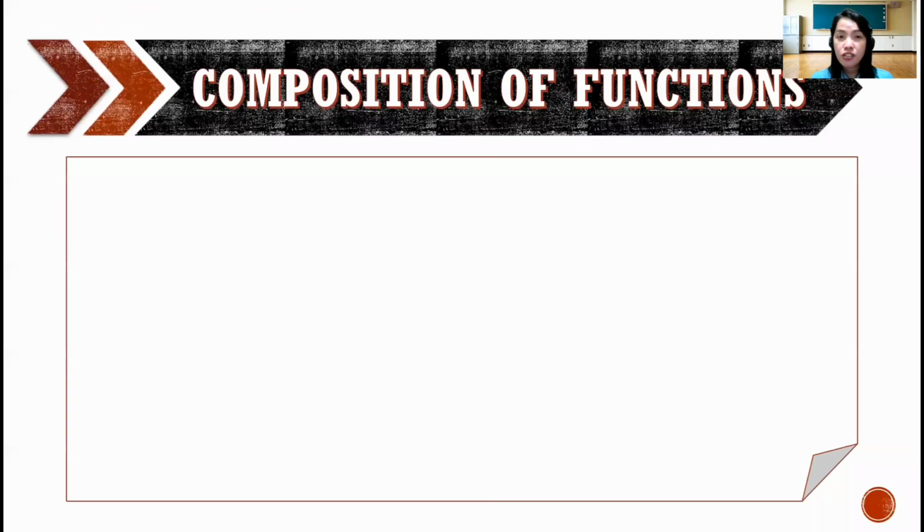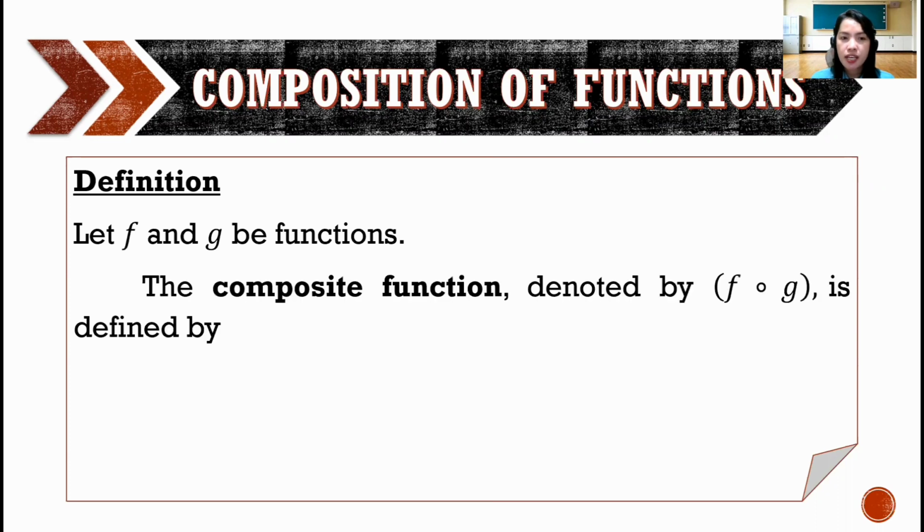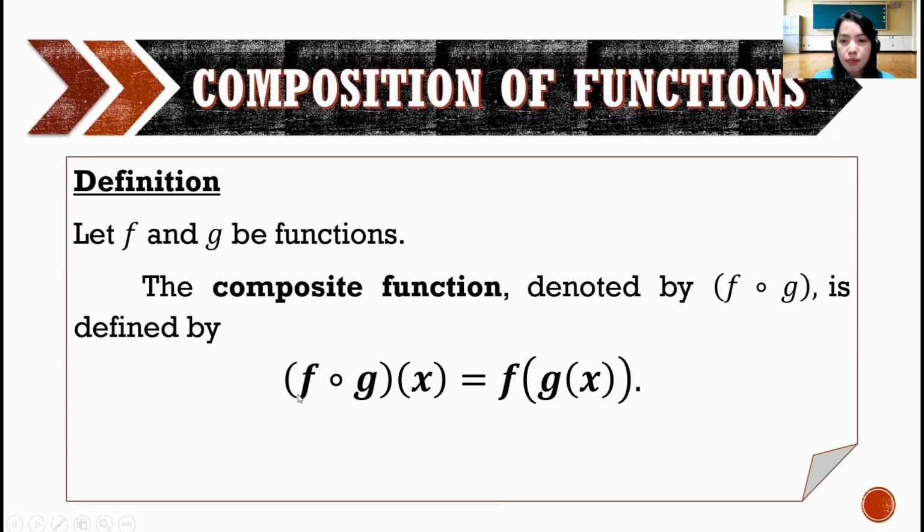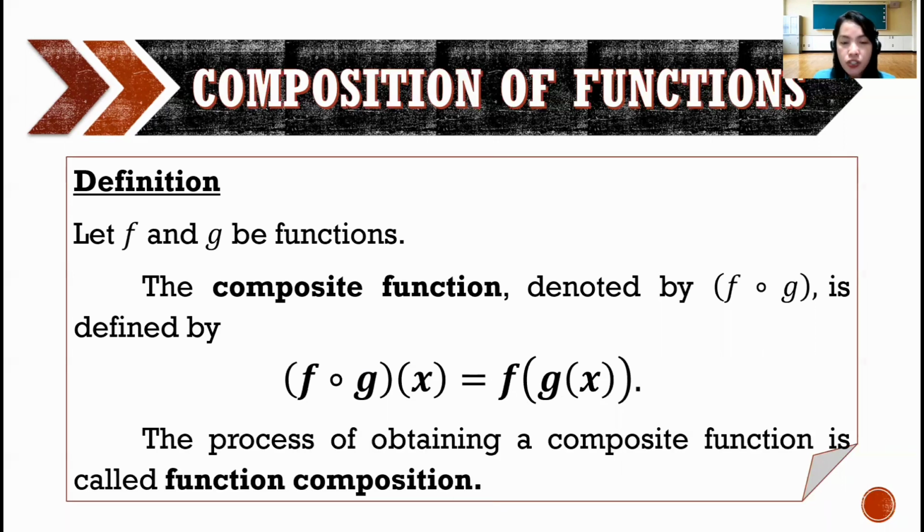Another operation on function is what we call composition of functions. For the definition, let f and g be functions. The composite function denoted by f of g is defined by this symbol, can be read as f of g of x, that is equal to another symbol. Again, this can be read as f of g of x. When you say function composition, that is the process of obtaining a composite function.